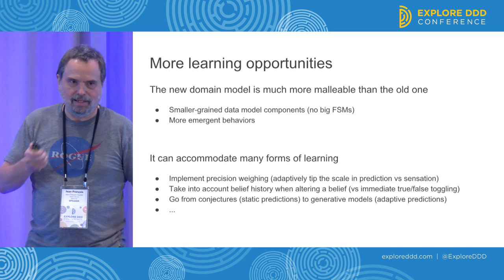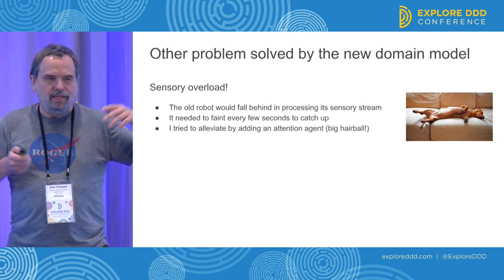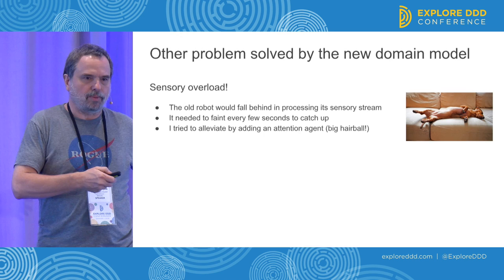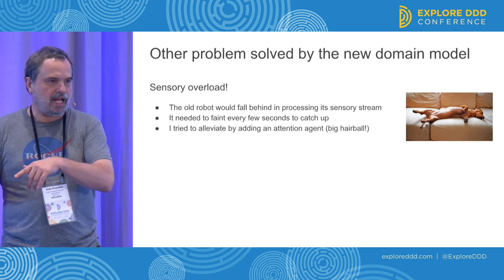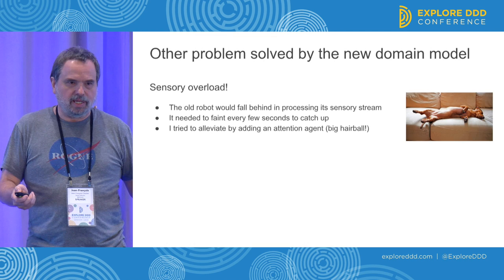Anyway, other problems solved by the new model and the old model: there will be so much data coming in at all times that the robot will be overwhelmed and start reacting to something that happened 3 or 4 seconds before. I had to make the robot faint. Then it would just freeze for about 2 or 3 seconds and wake up again. It was a mess. I tried to implement an attention agent to clear that up, but it was just a big hairball very quickly, which tells me that the model was at a dead end.